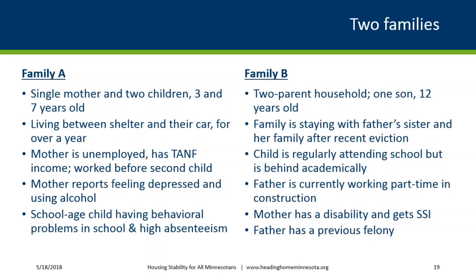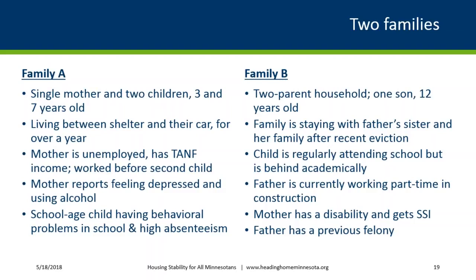Likewise, we have a second family here, a two-parent household with one son who's 12. They're staying at the father's sister's after they were recently evicted. The child is attending school but is behind academically. Father's working part-time, mother has a disability, and father has a previous felony. All of that information is going to help us in thinking about a housing stability plan, what kind of housing we might be able to get, how quickly, and what kind of income they may or may not have at the beginning to start to pay for housing. But many of those things could be things that once we get folks housed, they're going to be able to address in a very different way.